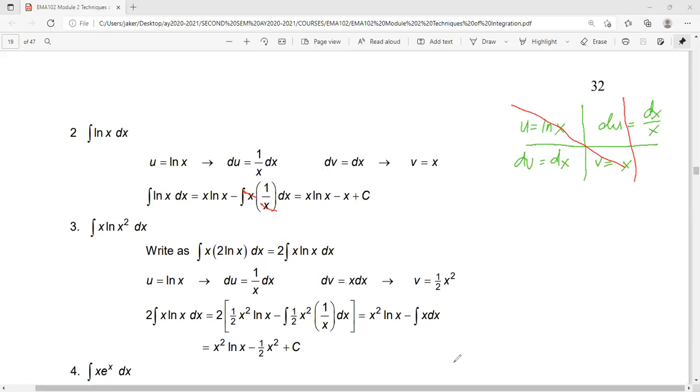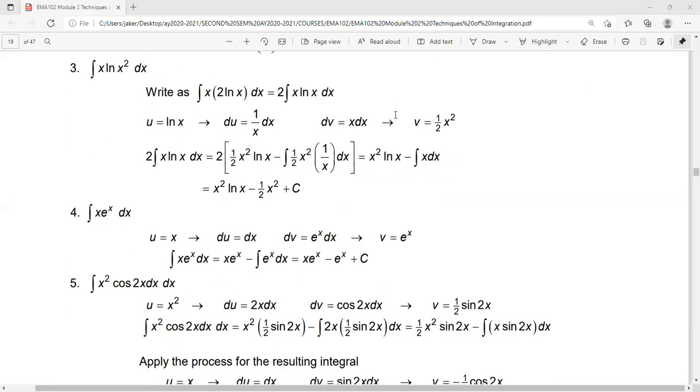Before I proceed with the third example, do you have any question? Okay. I'll clear my markings here. Now we go to number 3.